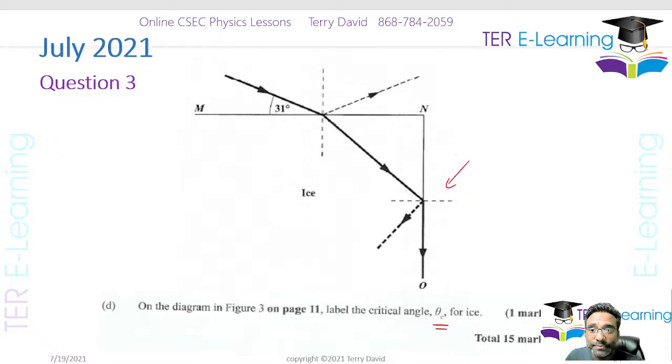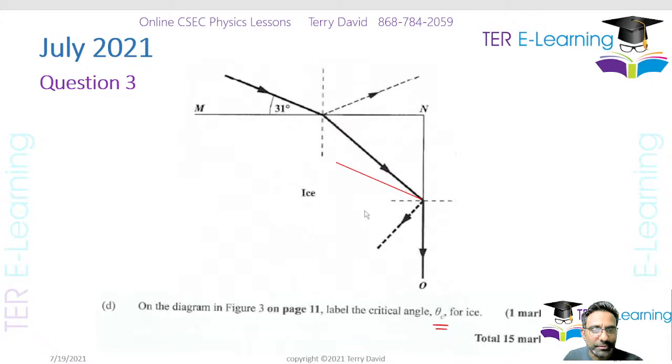So what you all have to do is label your critical angle. So I'm going to just draw a line here. You could draw any line you want. Hold on, let me just get a proper line here for you all. Let's make it a little darker and probably a little thicker. Right, so that's what we have here. Let me just erase some of these things here as well.